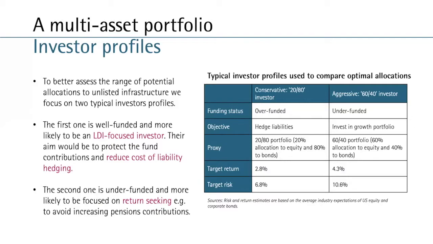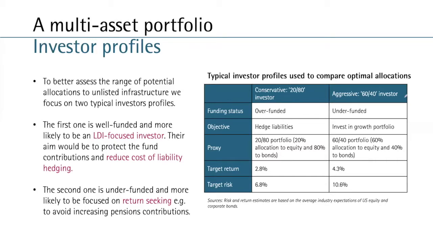Before moving on to the optimization exercise, we wanted to define these two investor profiles. We will use them to contrast the allocation results in the upcoming section. So first is the profile of a conservative investor. That's like a 20/80 portfolio. These are typically overfunded pension plans who are LDI focused, and they're looking to hedge their liabilities. Their asset allocation goal would be to protect the existing fund contributions and reduce the cost of hedging. We find that their annualized expected portfolio return is 2.8% and risk is 6.8%. And that's based on this 20/80 portfolio proxy.